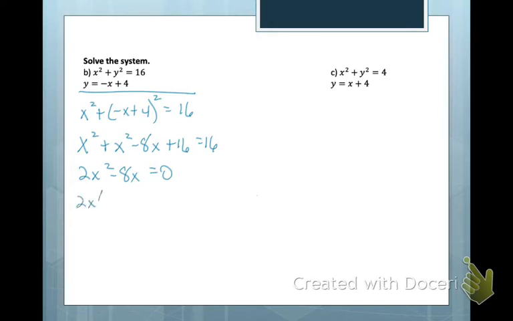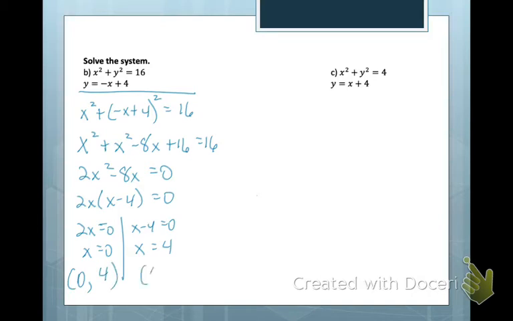I can start by factoring out the common factor of 2x, and then setting each of those equal to 0. So my two x solutions will be x equals 0 and 4. Then I need to find the y values that go with those, so I plug them into my second equation. So I get the points (0, 4) and (4, 0).